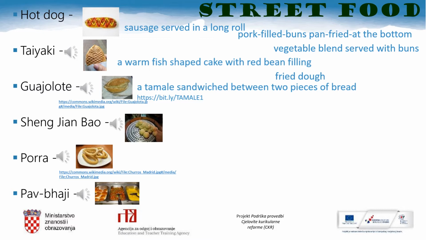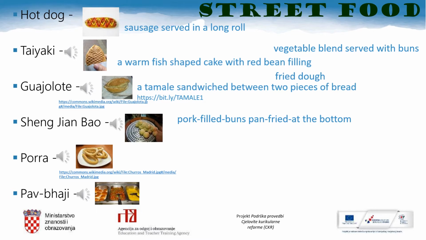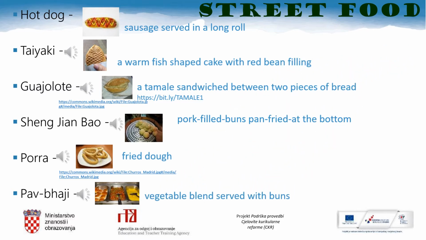The next one, Shengjianbao. What is that? Yes, it's this one. Pork-filled buns, pan-fried at the bottom. It sounds very yummy. All right, what about porra? Yes, porra is fried dough. And the last one, of course, this is easy. It is vegetable blend served with buns. Yummy!